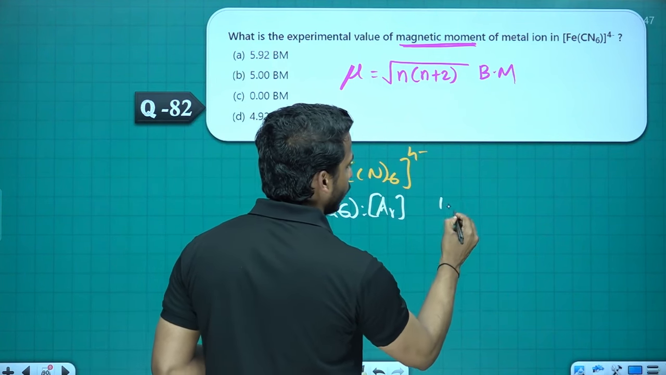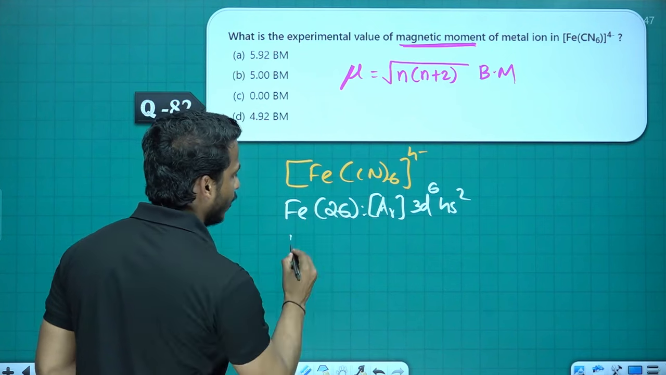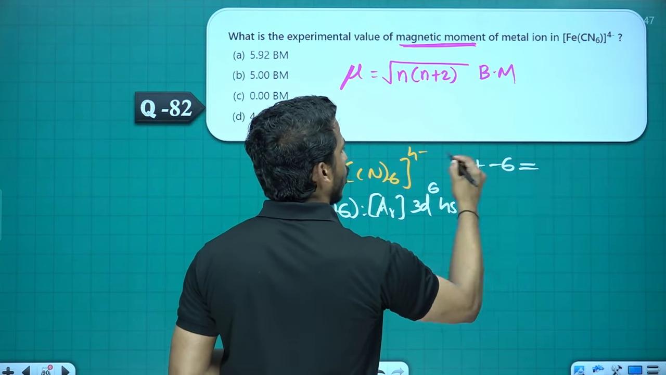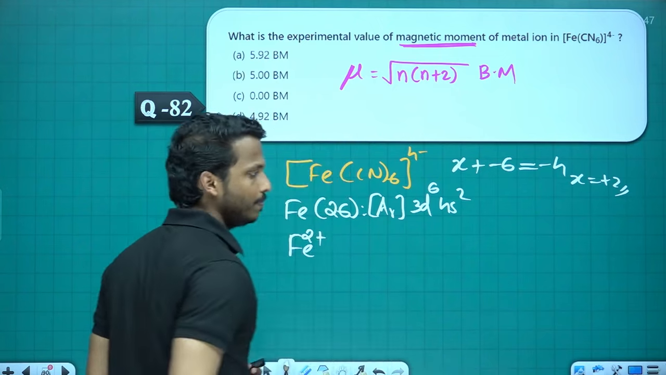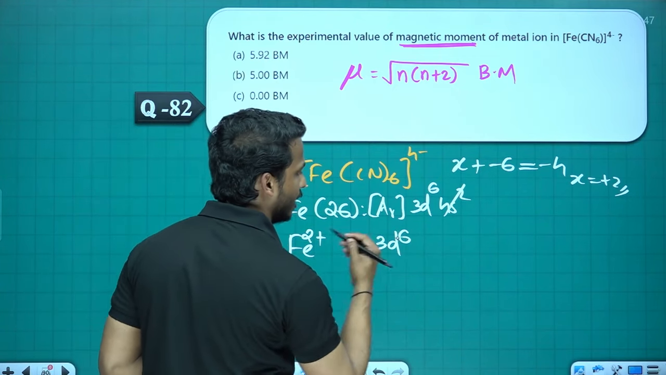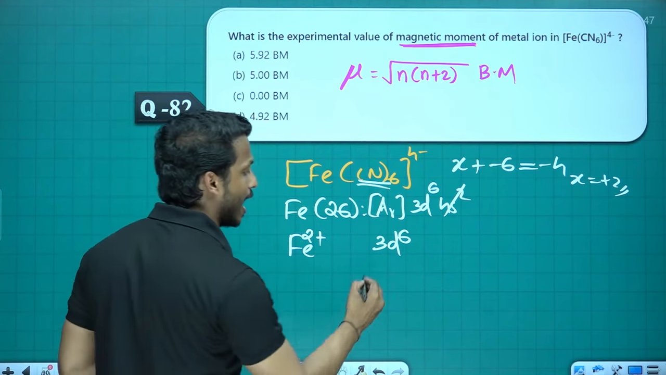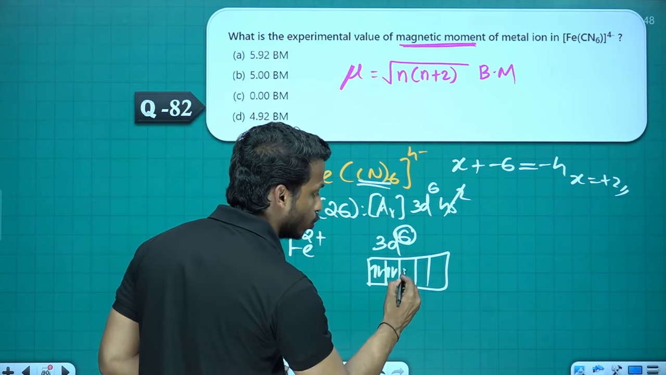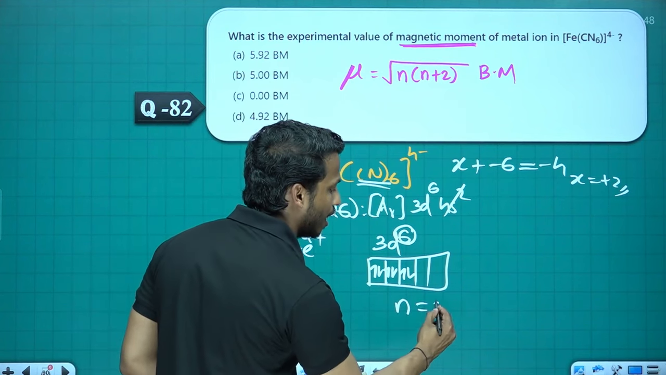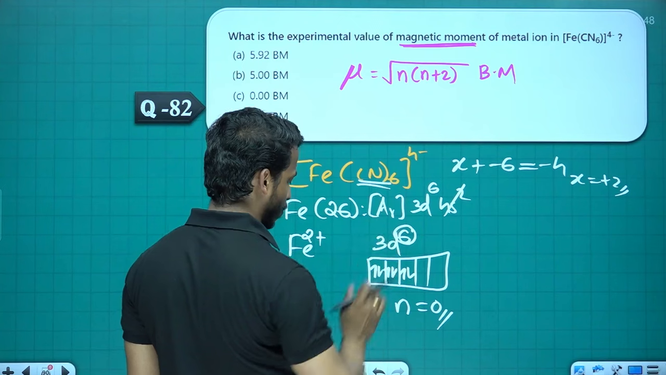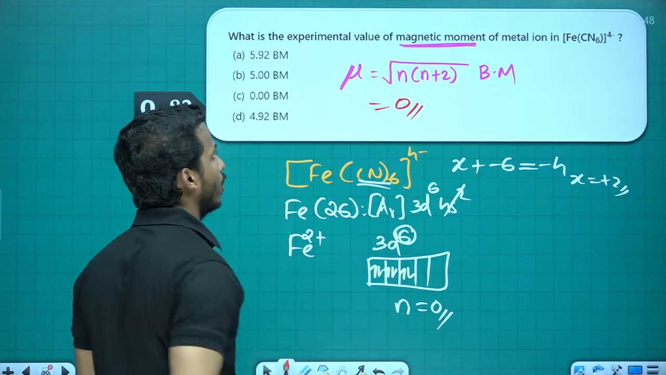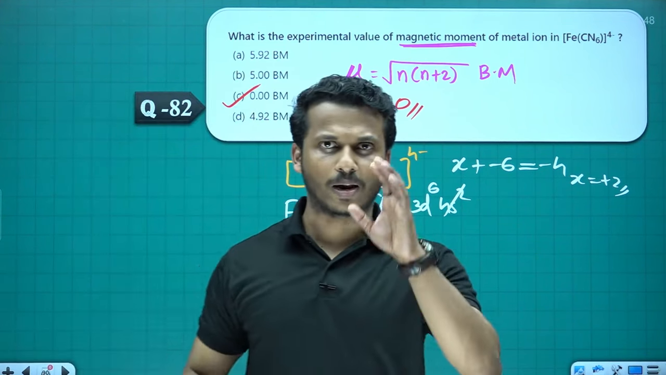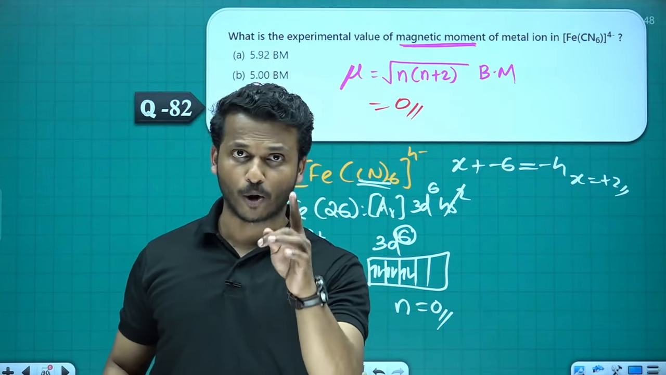So we get argon 4s2 3d6. Calculate the Fe charge: Fe X, six cyanide -6, overall charge -4, so X equals +2. So Fe2+ means these 2 are gone. What remains is 3d6. Cyanide is a strong ligand, so if a strong ligand is present, these 6 electrons undergo pairing. So you get 2, 2, 2. Is there any unpaired electron? No unpaired electron. Unpaired electron 0 means magnetic moment also 0. Root of 0 into 0 plus 2. Option C can be the answer. So root of n(n+2) is the equation to calculate magnetic moment, and the n value represents the number of unpaired electrons.